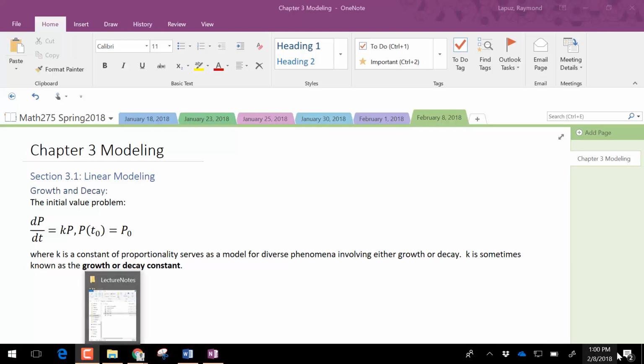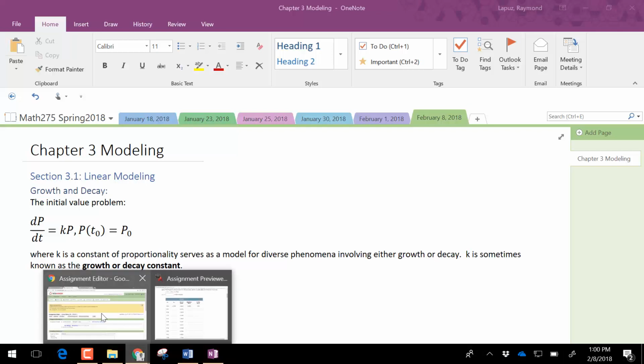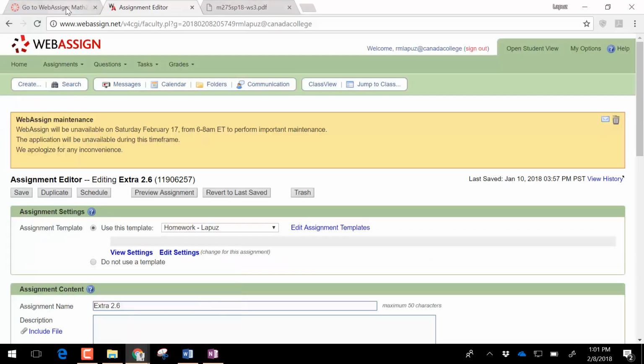So let's see, where's my textbook? I have to do this. Let's see if we can get the textbook this way.